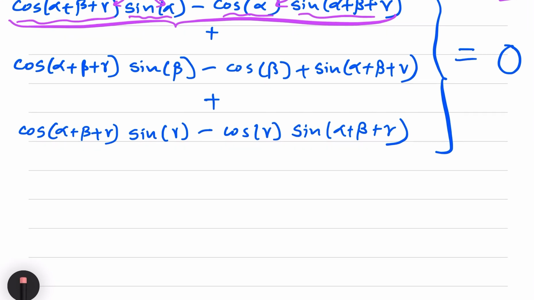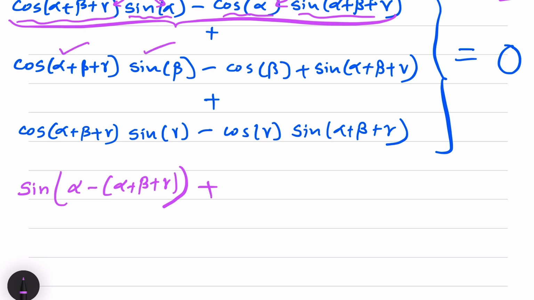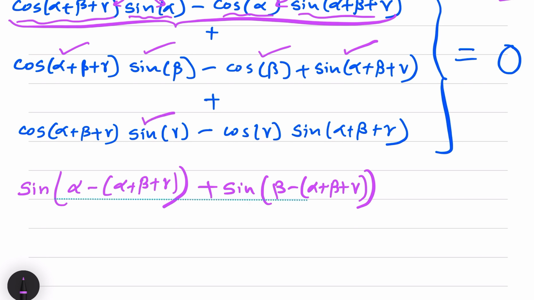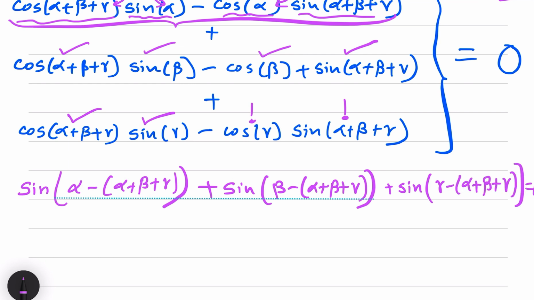So the entire first term will become sine of alpha minus alpha plus beta plus gamma. Same with the next one. This is sine A cos B minus cos A sine B. So it will become sine of A minus B. Next we have sine A cos B minus cos A sine B. So again I will get sine of A minus B, and this is equal to 0.